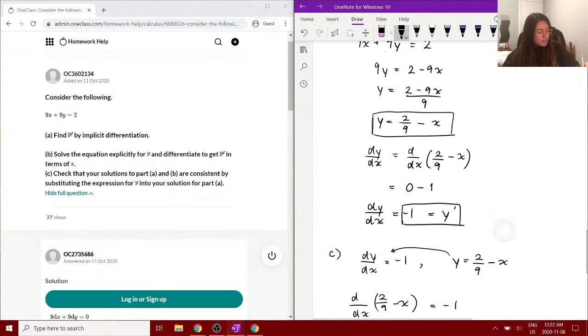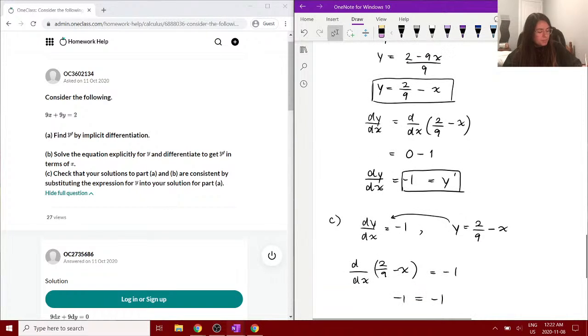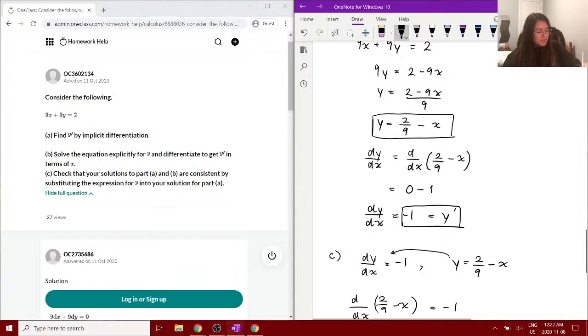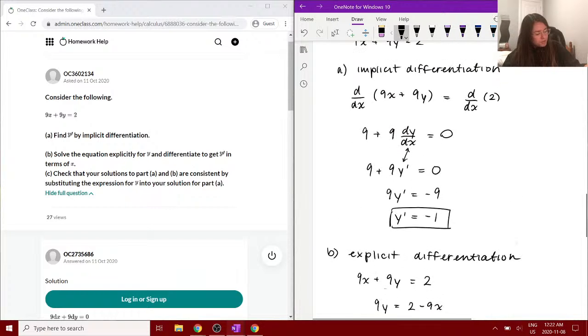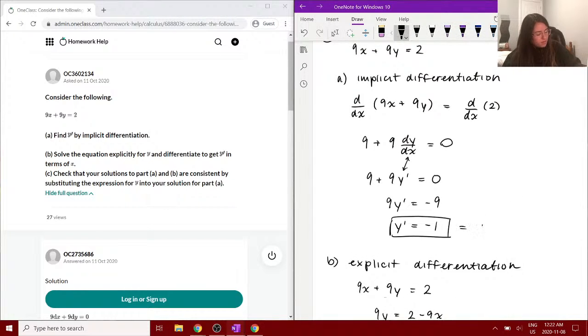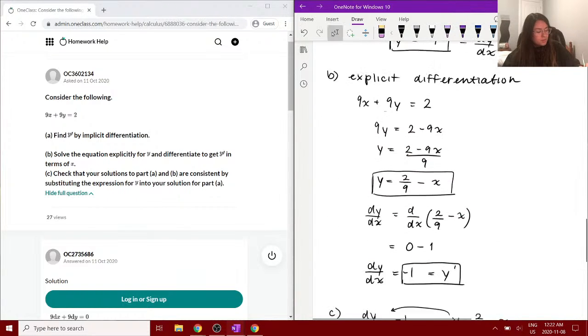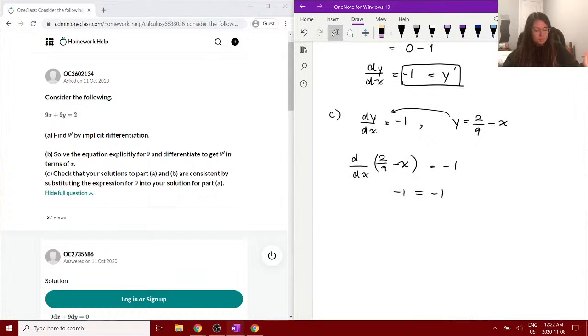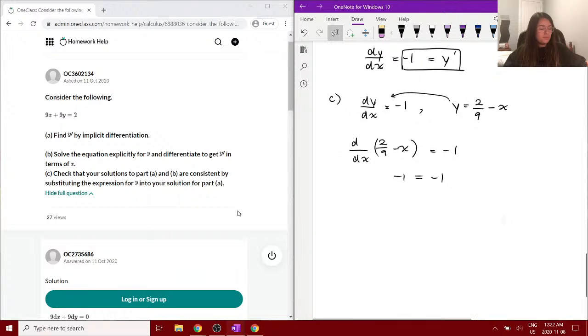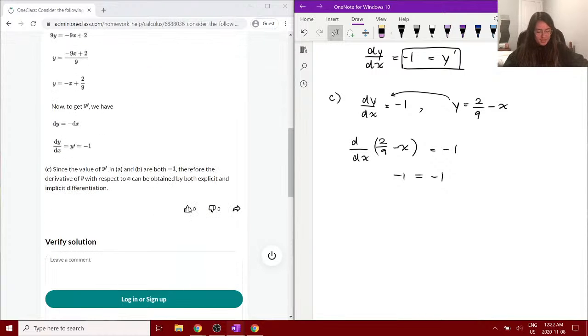Meaning that this solution was correct. And it might seem silly that I'm doing this because I took both things from this second part here, but we also found that dy by dx is equal to minus 1 in the first equation. Anyways, it's pretty redundant, but that is what they're looking for in the question, just to confirm that both answers from A and B are the same. So yes, they both give us minus 1. And that's all for that question.